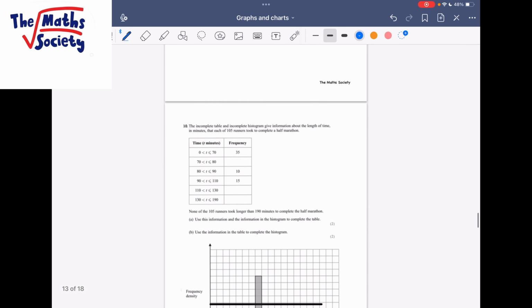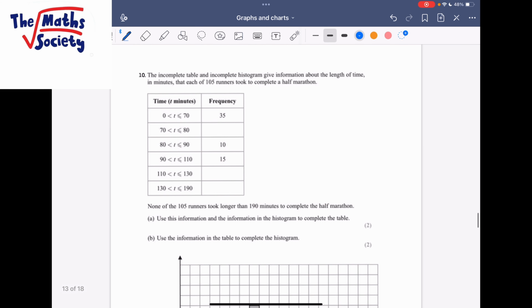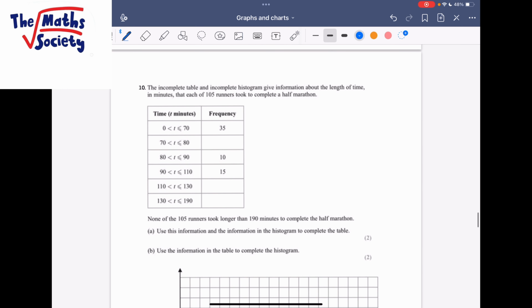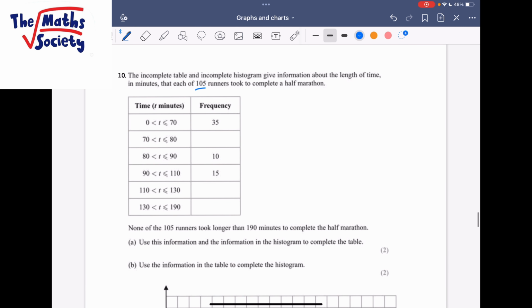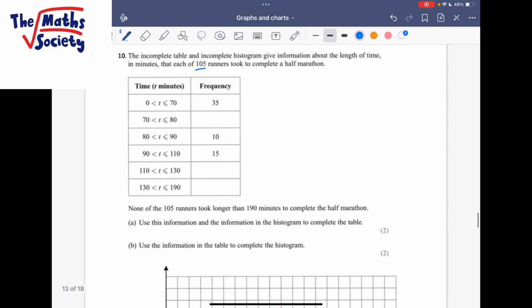Yeah. And we'll go on to number 10. So number 10, it says that the incomplete table and incomplete histogram give information about the length of time in minutes that each of the 105. So here they've given a frequency of 105, and then none of the 105 took longer than 190 minutes. So it's all less than 190 minutes.